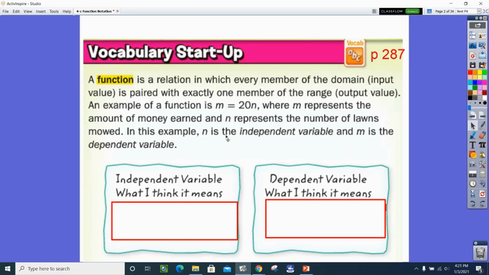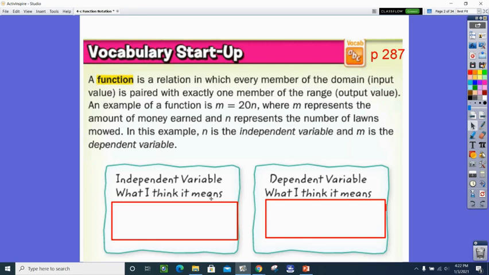So in this example, N was the independent variable, and think of that as an independent choice. You get to pick it. And then the M was the dependent variable, and think of that as the variable that's waiting for you to make that choice and waiting for the math to happen.